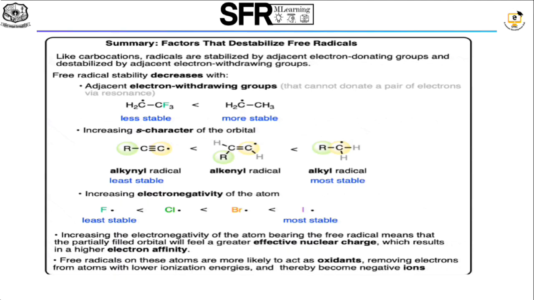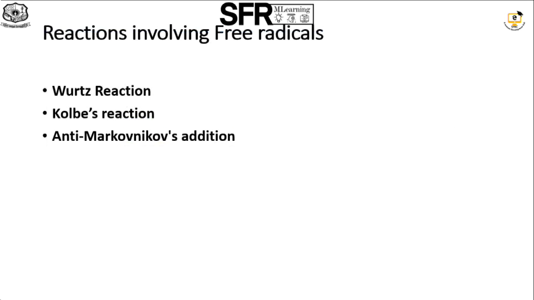These are the factors affecting the stability of the free radical. And the reactions involving free radicals: Wurtz reactions and Kolbe's reactions are carried out in the presence of free radicals, and anti-Markovnikov additions, chain propagation reactions and chain initiation reactions are influenced by free radicals.